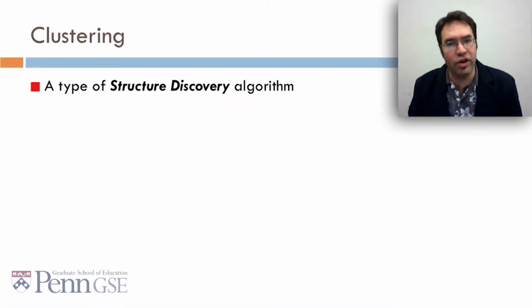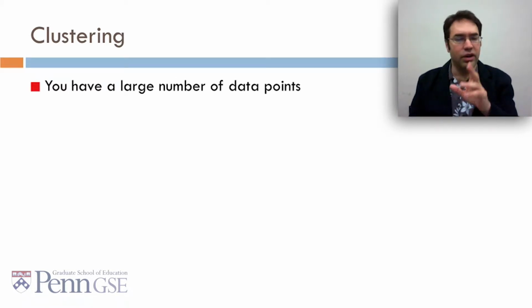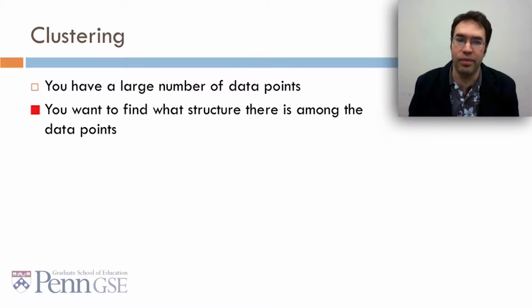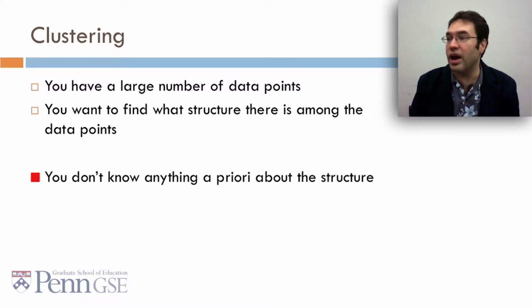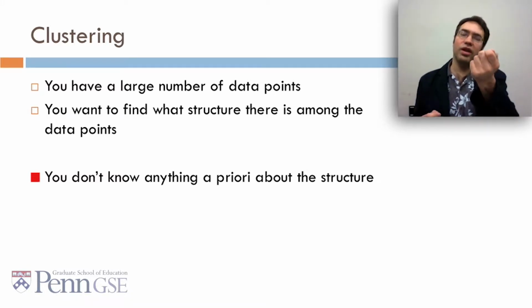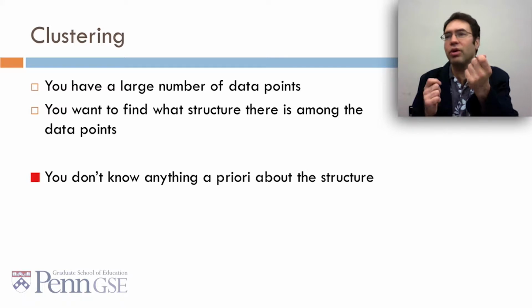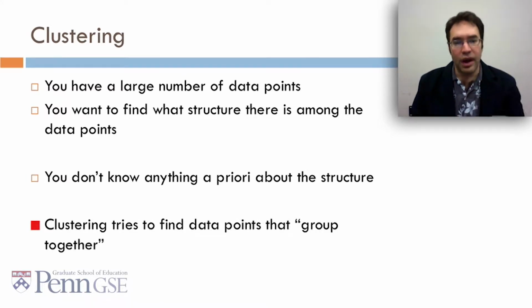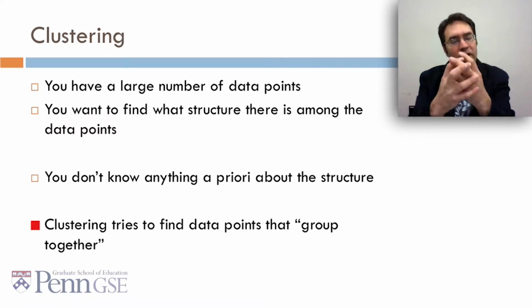Clustering is a type of structure discovery algorithm. In clustering, you have a large number of data points. You want to find out what structure there is among the data points, and you don't know anything a priori about that structure. It's not like prediction models where you know you want to predict a certain thing. With clustering, you don't know what the structure is, except insofar as you've picked variables that might express it. In clustering, we try to find data points that group together.